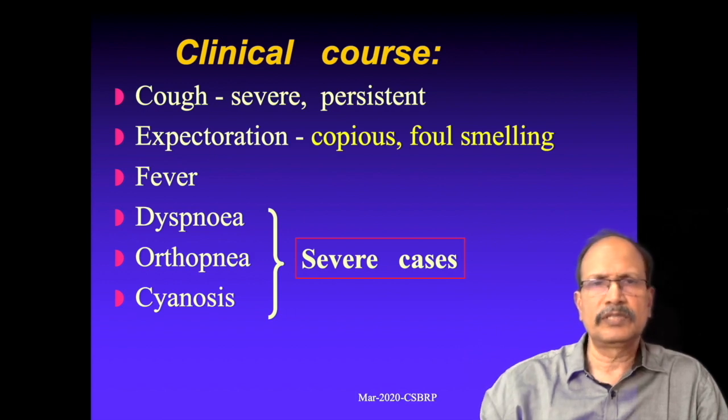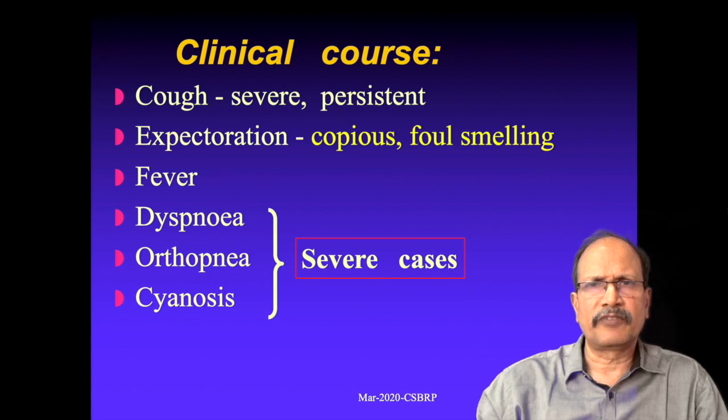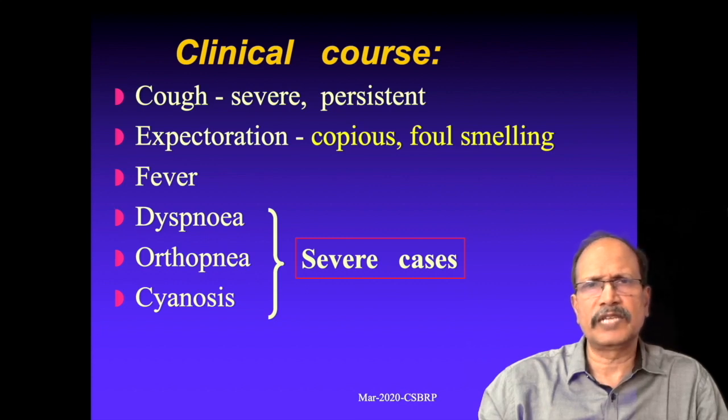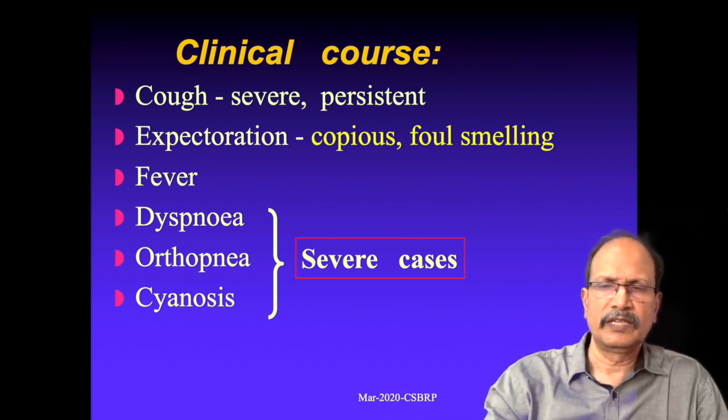So the clinical course is usually of long duration, and for many years they suffer, and there is progressive loss of the lung parenchyma, which ultimately results in dyspnea, orthopnea, and cyanosis, which is considered severe. In addition, in the initial stages, as I was telling, the patient may have persistent productive cough, and the patient will be bringing up foul smelling, large quantities of sputum, which may amount to half a liter per day.